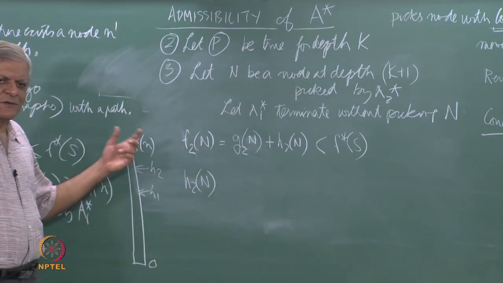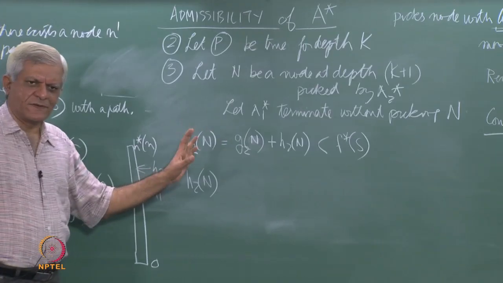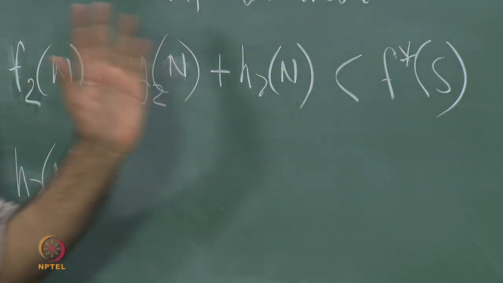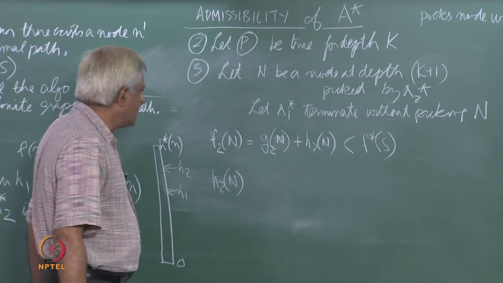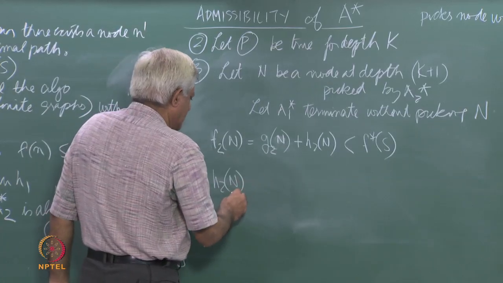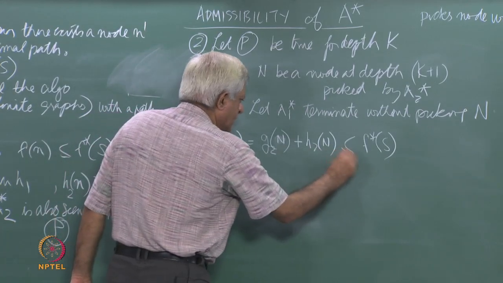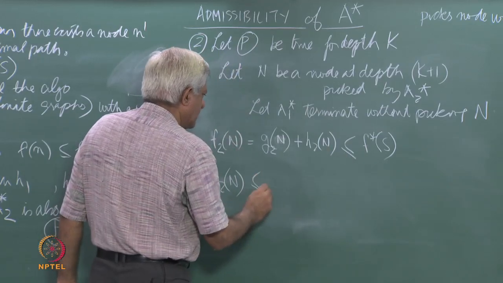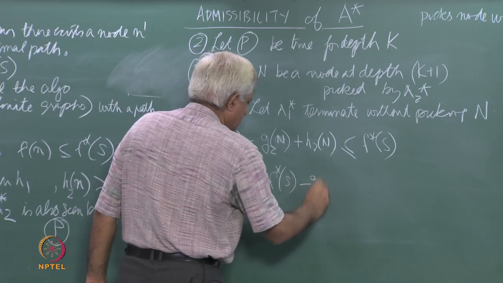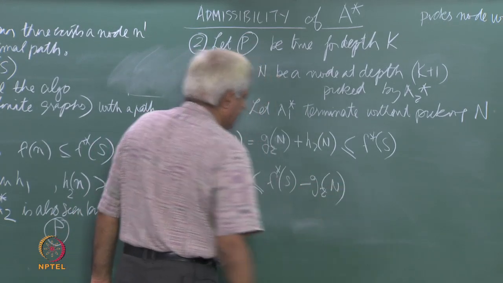Remember that every node that you pick, the statement 5 that we made, will have its value less than f star of s. So, we are just writing f star, it does not matter f1 or f2, it is the optimal cost. f star of s stands for the optimal cost. So, we can write this as h2 of n is less than or equal to f star of s minus g2 of n.